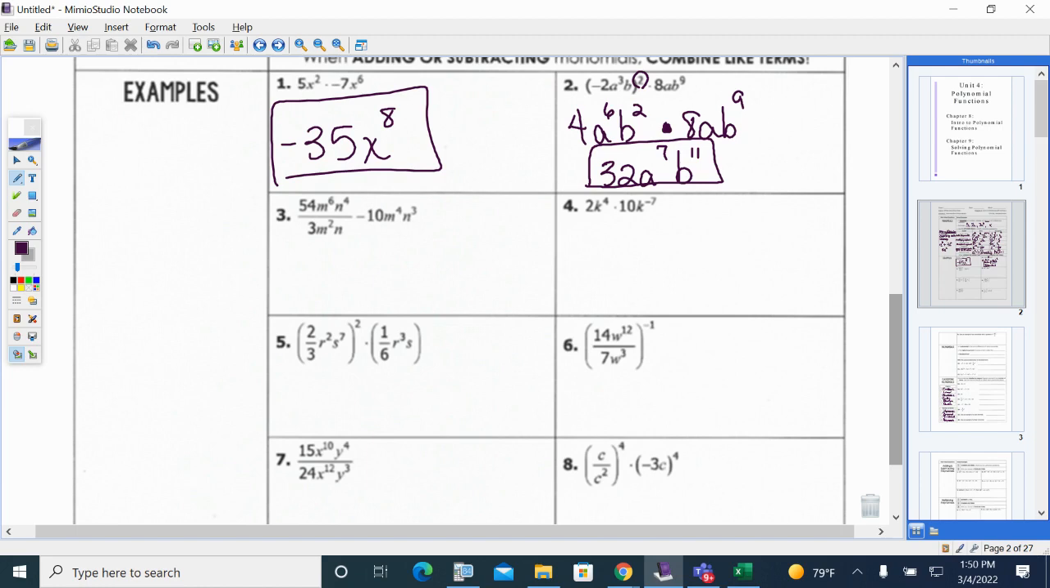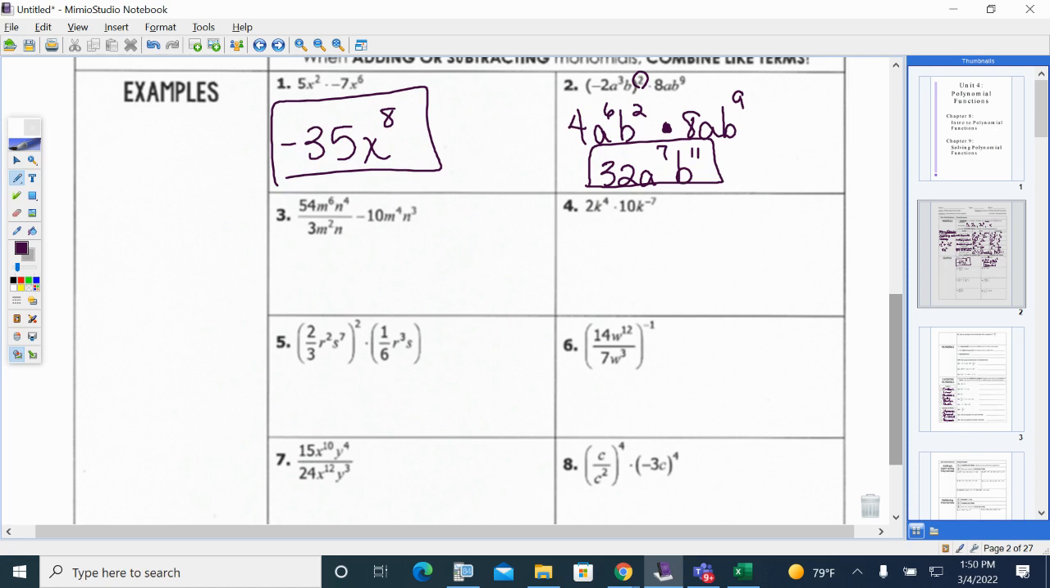54m to the 6th n to the 4th divided by 3m squared n minus 10m to the 4th n to the 3rd. So we need to take care of our fraction first. Now, because it's a fraction, it is division, we need to subtract those exponents. But again, 54 and 3 are not exponents. We're going to go ahead and divide.